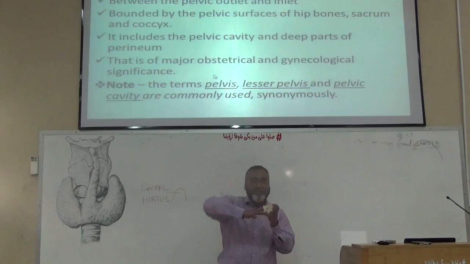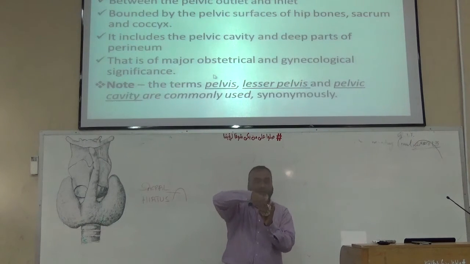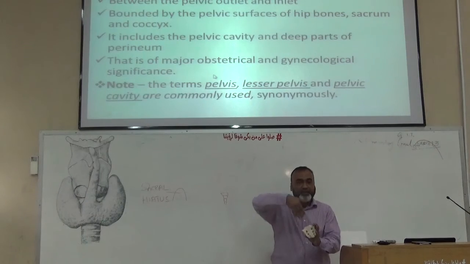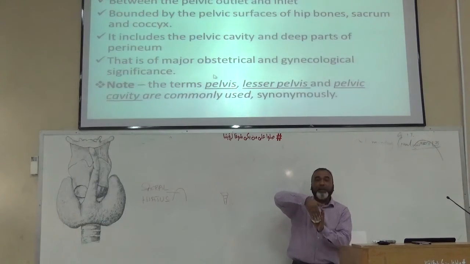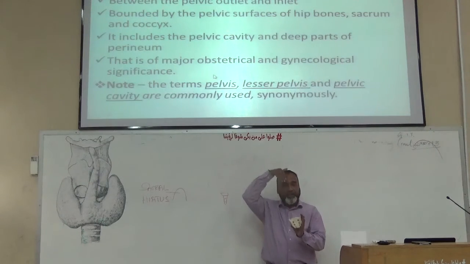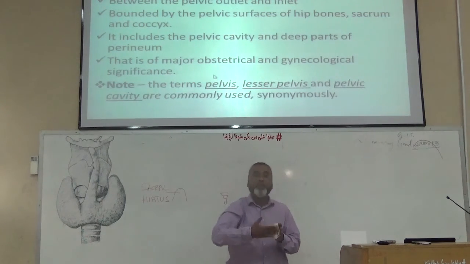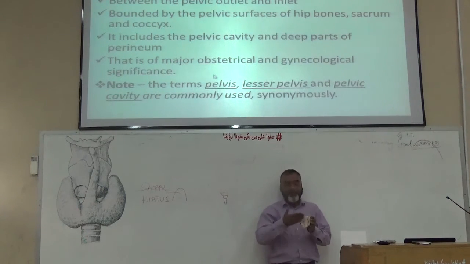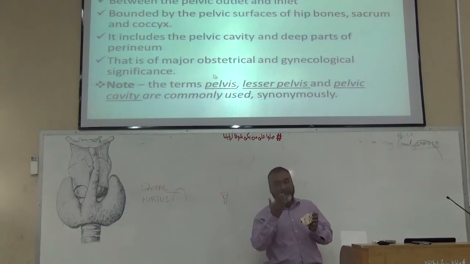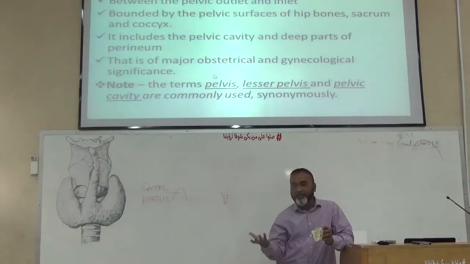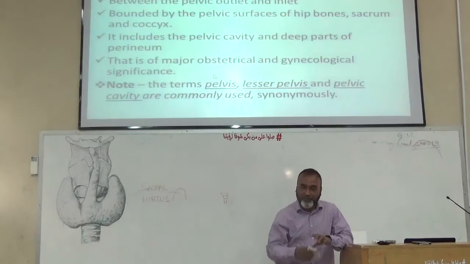But if it is curved like this, the head can get stuck with the lower end of the sacrum or with the coccyx. That's why it is less deep and much flatter in the female, but in the male it is more curved. So this is the difference between the anterior surface of the sacrum, the posterior surface of the pelvic cavity, in the male and the female.